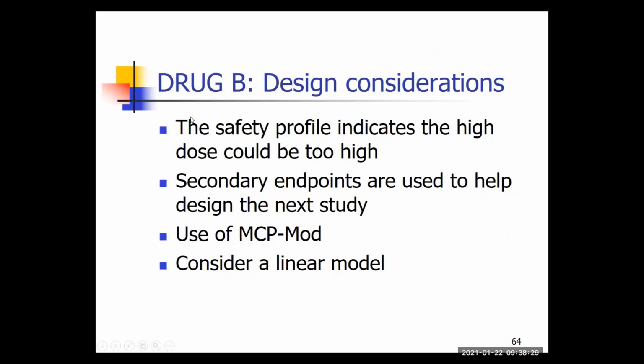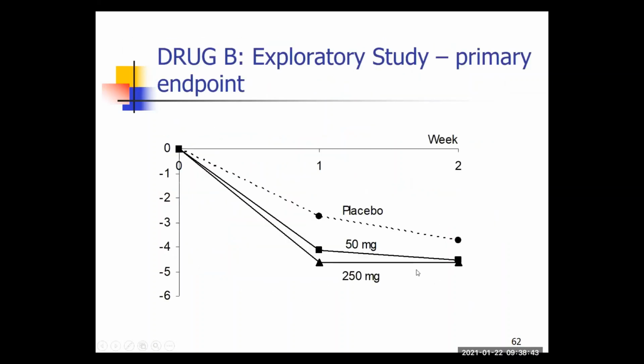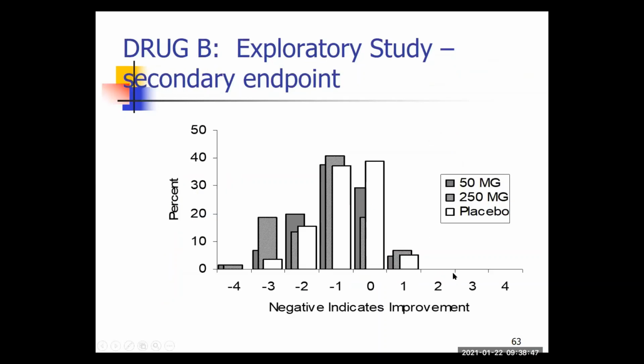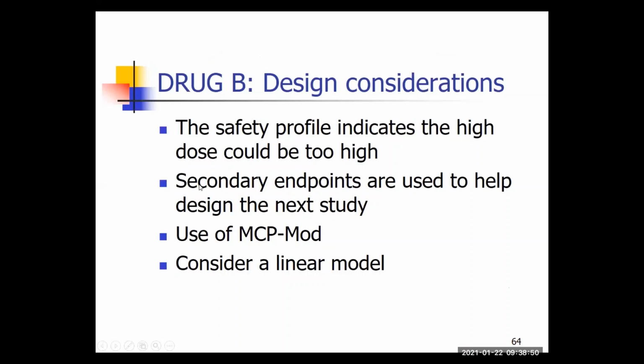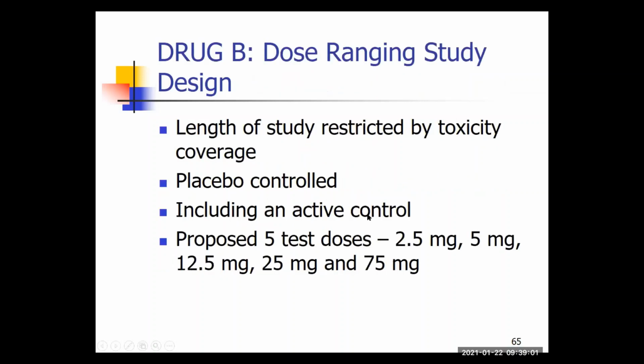So I need to design the next study. I have to look at what information I have. I say the safety profile indicates the high dose could be too high. 250 could be too high, right? Actually, 50 and 250 are similar. You don't really have to go up to 250. Secondary endpoints are used to help design the next study, using MCP mod. So later we're going to introduce MCP mod. And I'm considering a linear model. So here's what I designed.